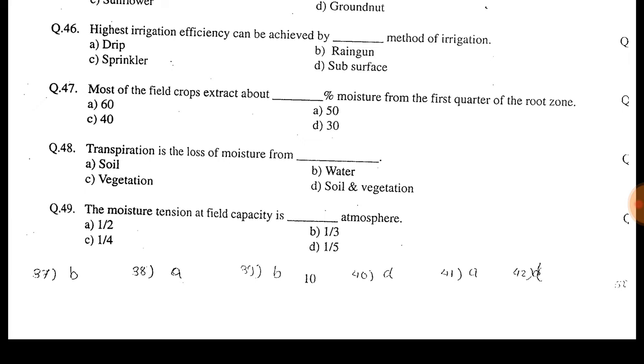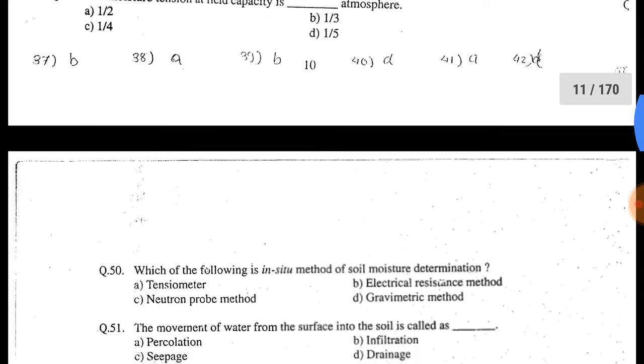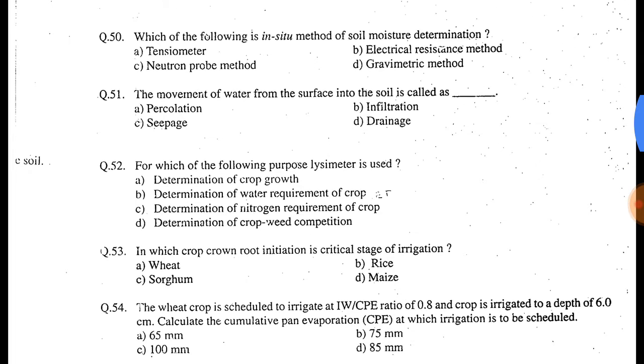Question number 48. Transpiration is the loss of moisture from vegetation. Question number 49. The moisture tension at field capacity is 1/3 atmosphere. Question number 50. Which of the following is an in situ method of soil moisture determination? Neutron probe method. Question number 51. The movement of water from the surface into the soil is called infiltration. Question number 52. For which of the following purposes is lysimeter used? Determination of water requirement of crop. Question number 53. In which crop is crown root initiation a critical stage of irrigation?